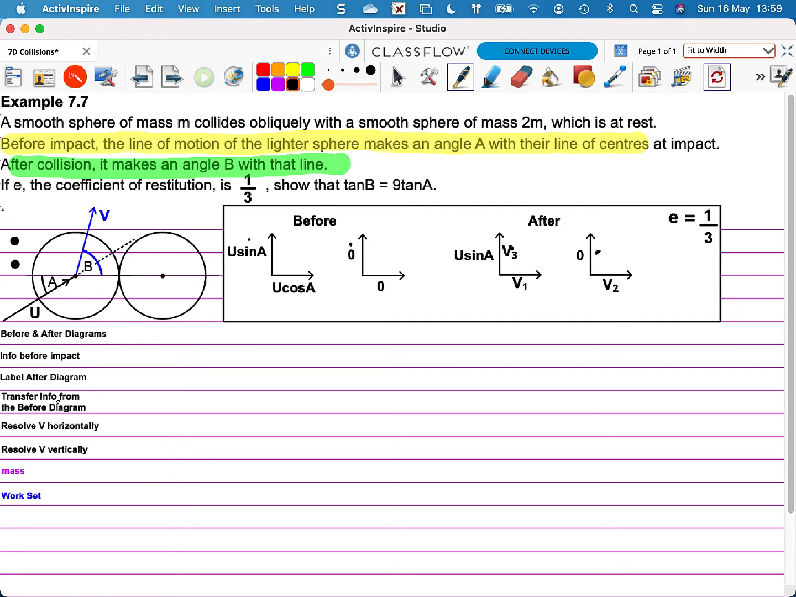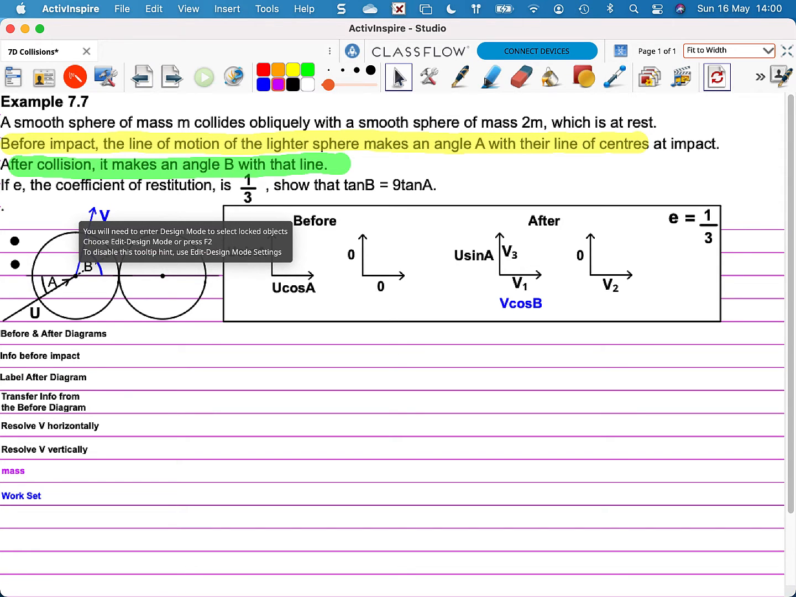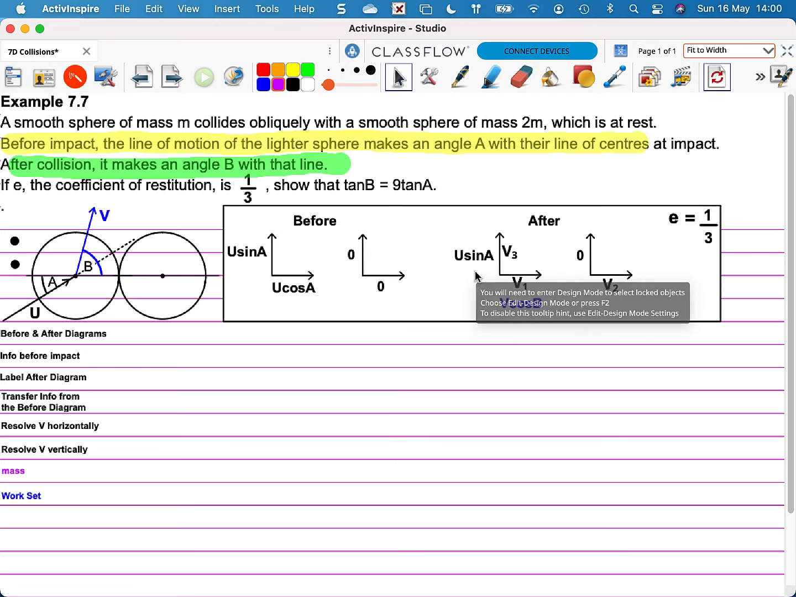Now, at this stage, we're going to go back to the original diagram and look at the velocity v, and we're going to resolve that through the angle. Don't forget that v is the velocity after impact of the first sphere. So when we resolve v through the angle B, we get v cos B, and that's going to go into this slot here. Now we're going to resolve away from the angle B. When we resolve away from the angle B, we get a vertical velocity, which we're going to write here, and that vertical velocity is going to be v sine B.